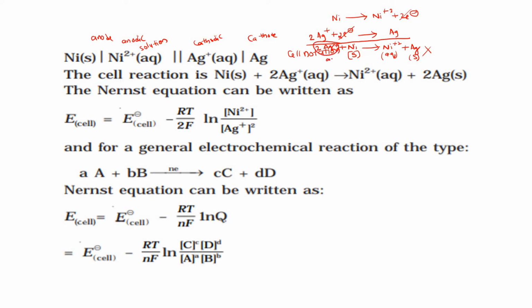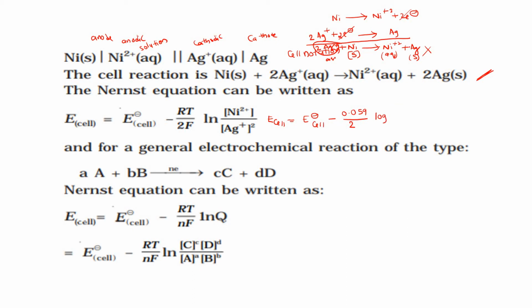Also aqueous solution. So this is the reaction we got. How to write the Nernst equation? Very simple. Now E cell is equal to, I am directly writing E0 cell minus 0.059 by number of electrons, you need to take 2 electrons, into log concentration of products.